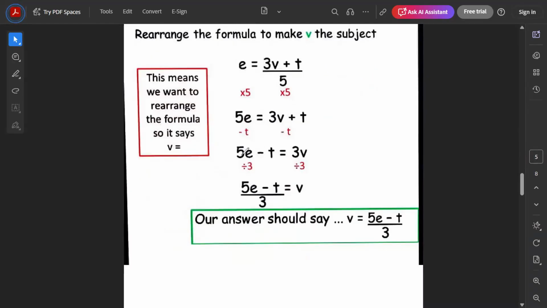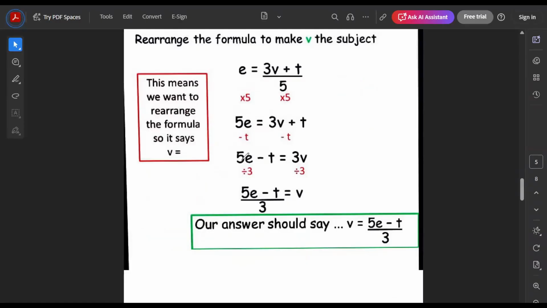Another example here, rearranging the formula to make V the subject. Now over here, check out, 5 is the denominator of the full fraction, that is 3v plus t over 5. So multiplying with e, 5e is correct over here. So 5e is equal to 3v plus t. Then the t goes to the left, giving it minus t. Then in the next step, we divide by 3. And eventually we get our answer, making v the subject, or in other terms, we have expressed v in terms of e and t.